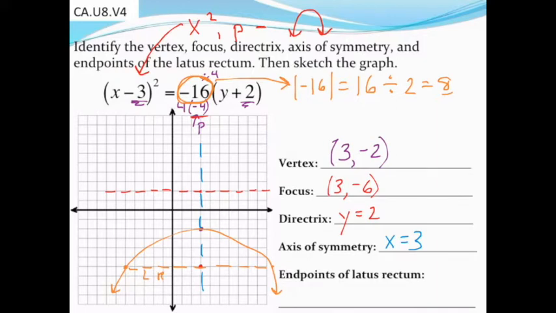If I add some other labels to my graph, there was my vertex, there's the focus. The directrix was this line over here, and then the axis of symmetry was that vertical line. So lots of little details to get on there, but there is your parabola. As the last step, let's write down the coordinates of the endpoints of the latus rectum. If you count those out in your graph, you'll see that you have endpoints at 11, -6, and at 5, -6. Alright, so there's our parabola. There's a lot of analysis about the details of it. There we go.